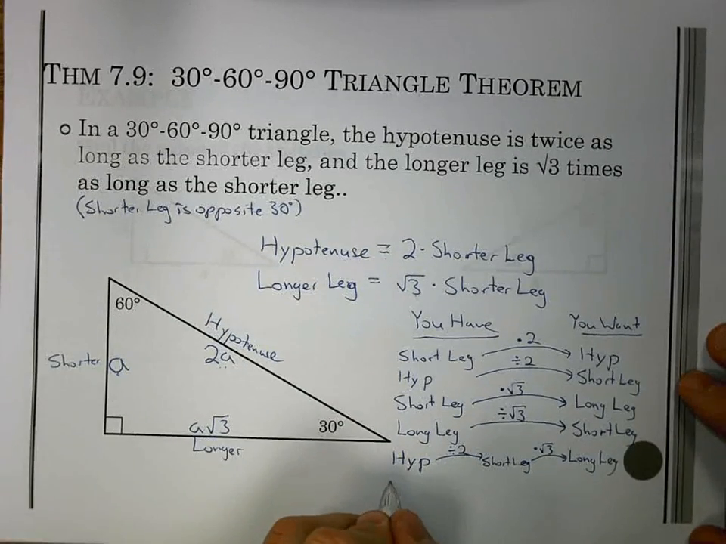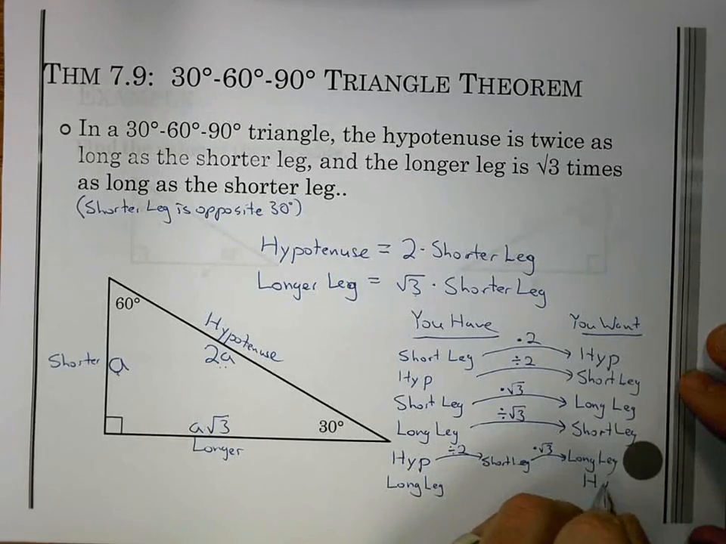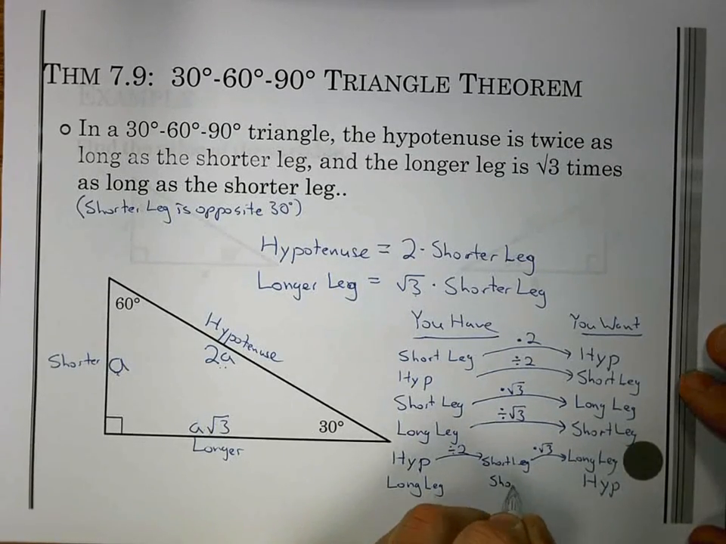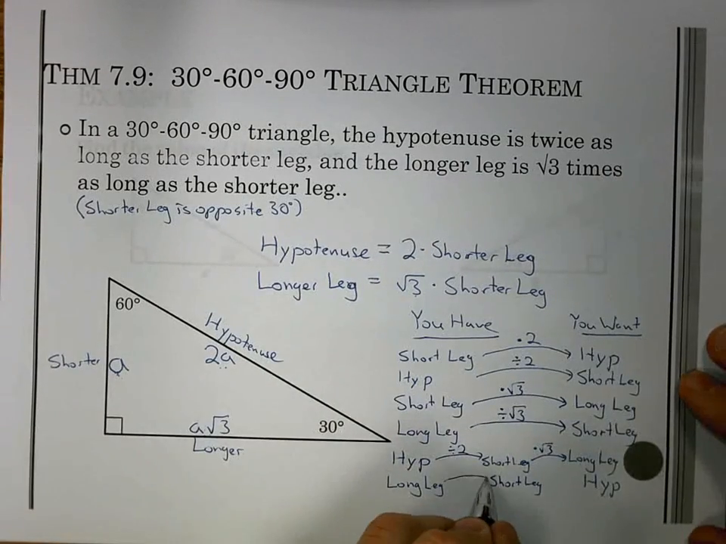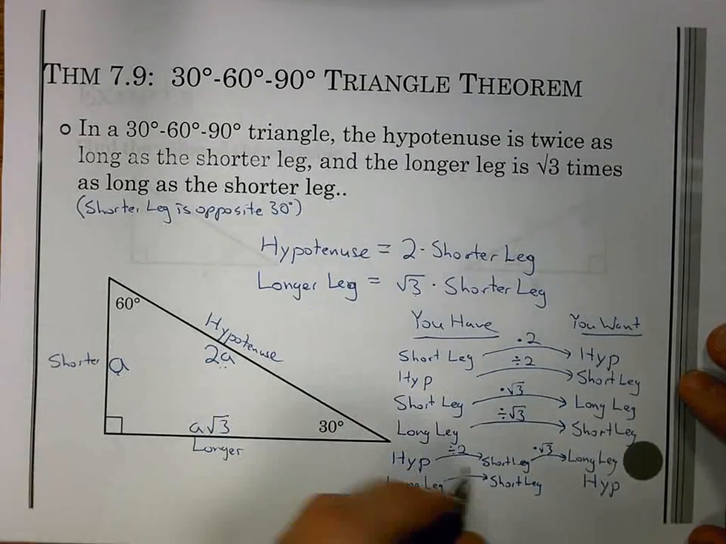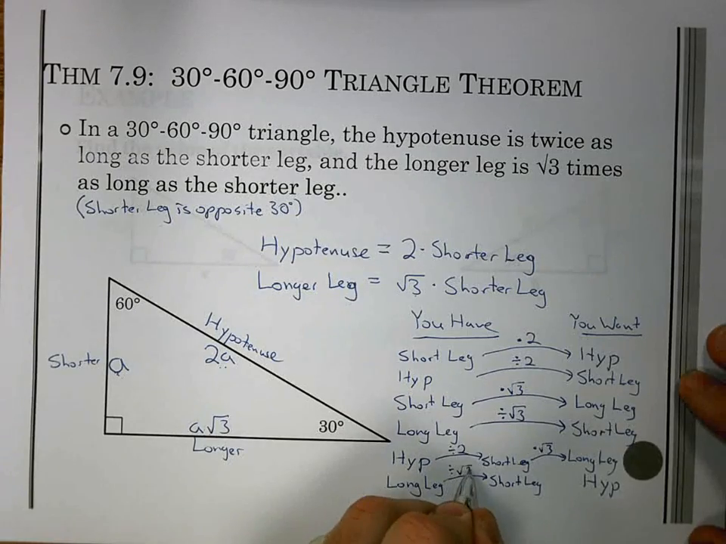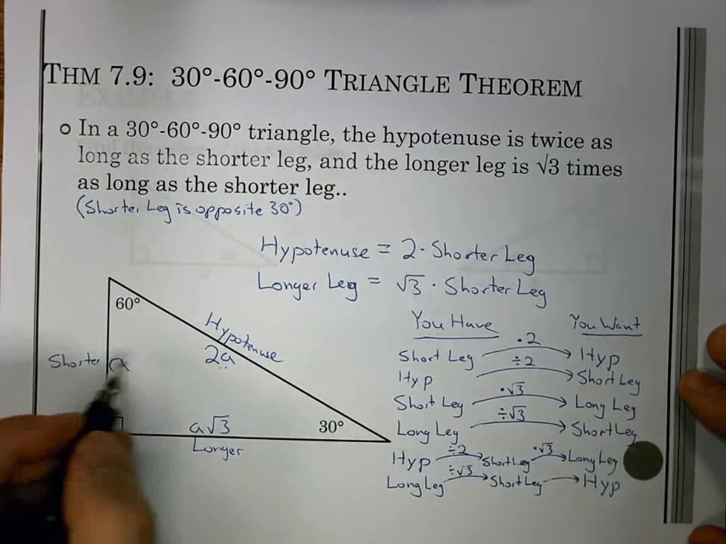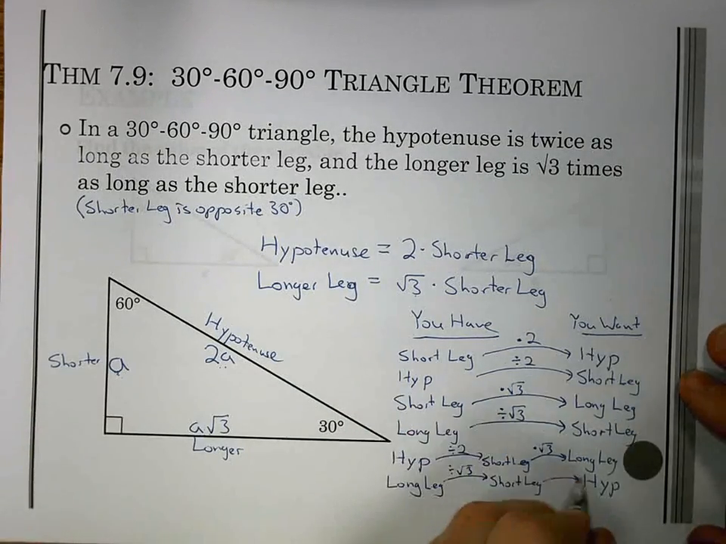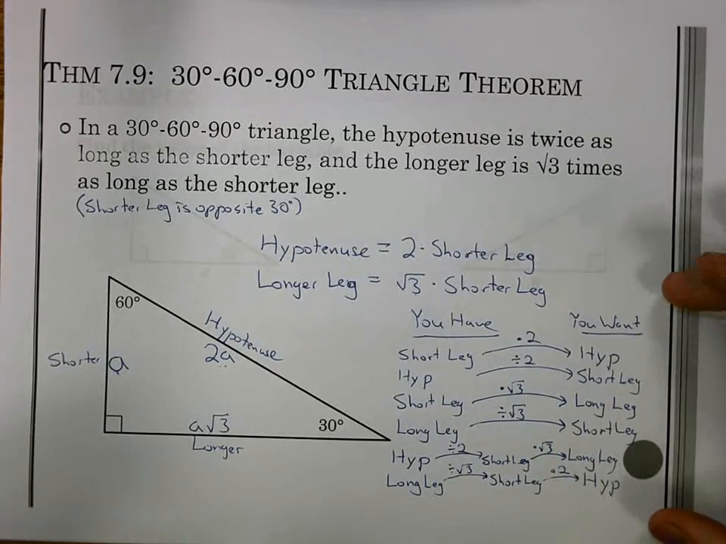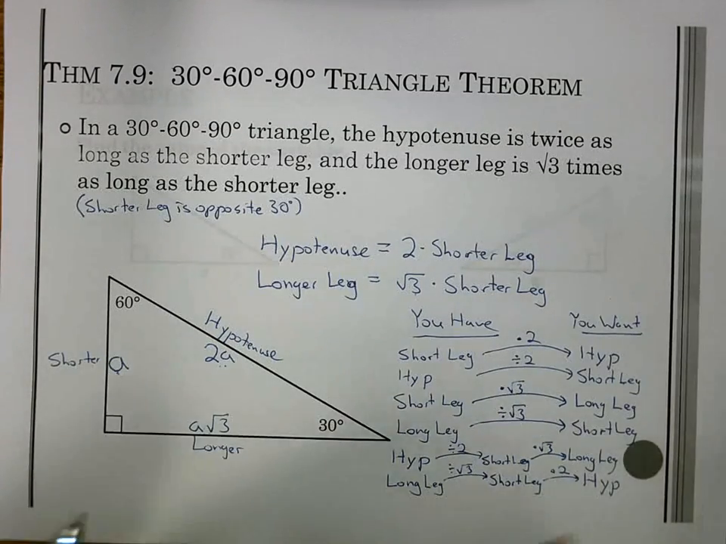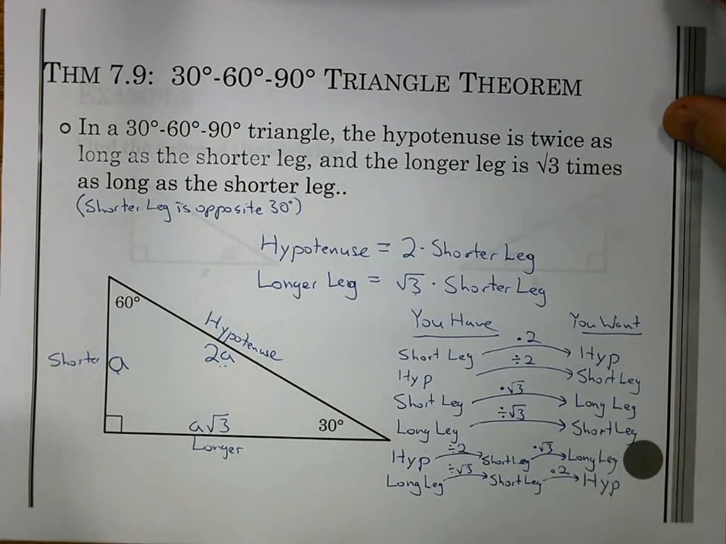Then last, let's say we want to go from the long leg to the hypotenuse, and we have to go through the short leg again. So long leg to short leg, a root 3 to a, I divide by root 3. And then shorter leg to hypotenuse, like we said up here, I multiply by 2. So that gives me the guide to go by. As you go through these examples, maybe this is a good thing to have along with this, so it's just something to reference as we go. So let's look at those examples.